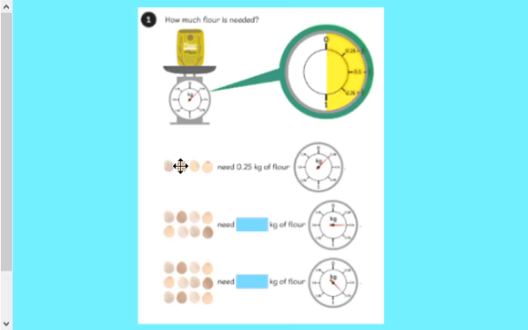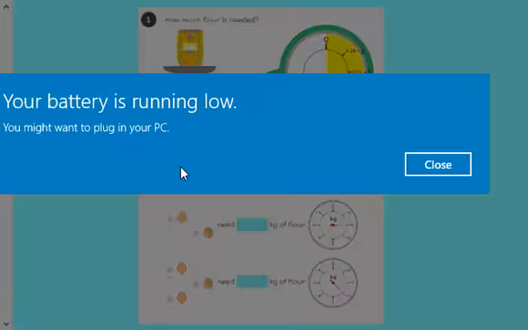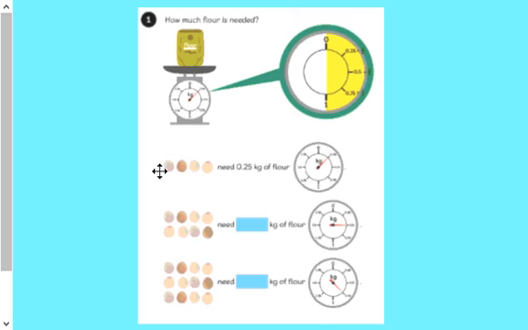Now here though, she said, actually I want to use 12 eggs. Well, if she uses 12 eggs, it will be 3 lots of the eggs. So we would do the same here. We would have 3 lots of the flour. So it would be 0.25 times 3, 250 grams times 3 would give us 0.75 of a kilogram, or 750 grams.